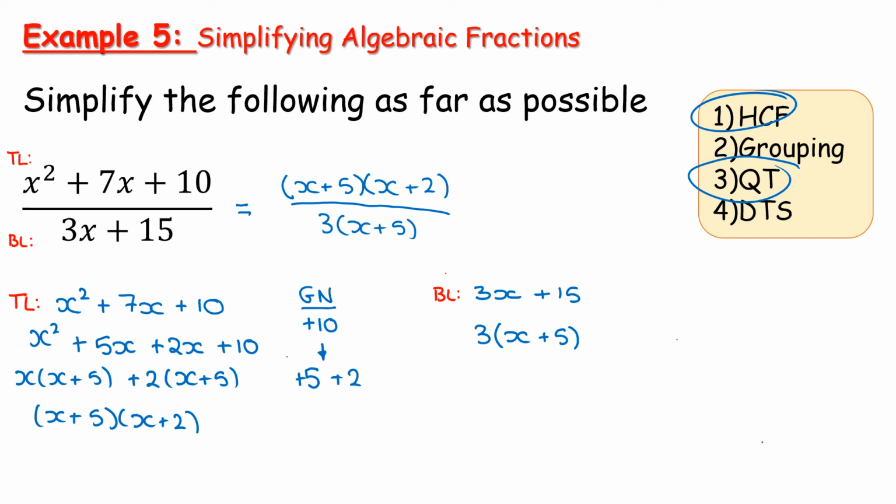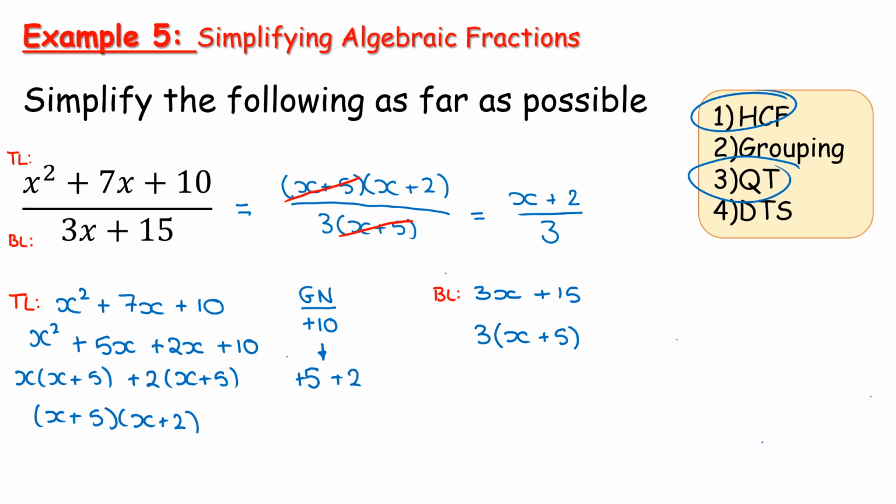So there's a bracket above and below the line, so I can cancel the whole bracket. You can't cancel parts of the bracket. It's not possible. It must be the whole factor. Remember, the bracket is multiplication, so what's in that bracket is the factor. And that will leave us with x plus 2 all over 3, and that's as simple as it can be.